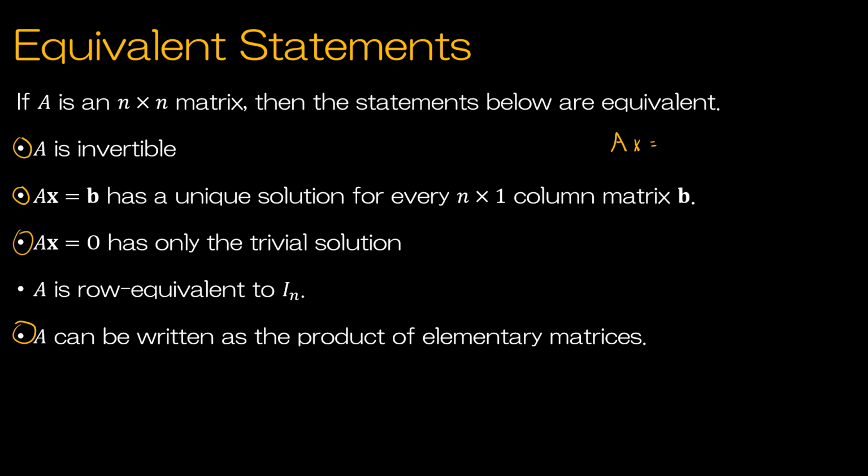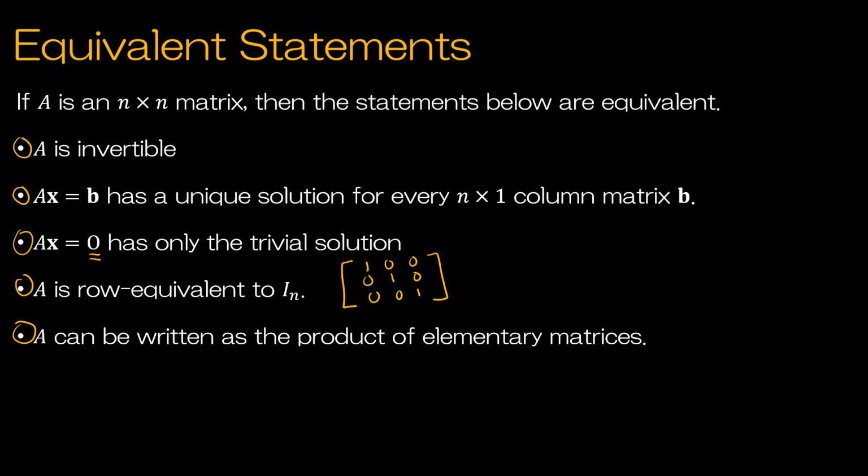AX equals 0, remember that's the 0 vector, has only the trivial solution being all zeros, and A is row equivalent to I sub n. Again, this means the identity, 1 0 0, 0 1 0, 0 0 1 for a 3 by 3 matrix. And again, these are all saying the same thing. We're saying A is invertible.